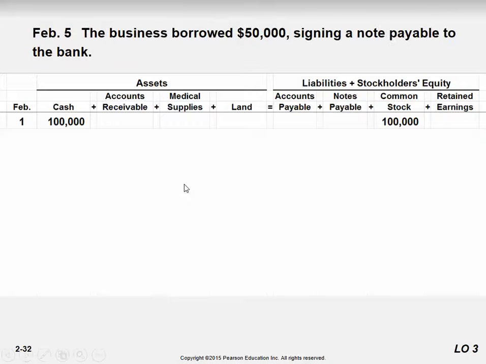Next one, the business borrowed $50,000 signing a notes payable to the bank. Well, here it basically tells you that notes payable are going up, which is right here, because you're signing a notes payable. And then, of course, if you borrow money, cash goes up by $50,000. Cash going up by $50,000, then we owe $50,000 in notes payable.